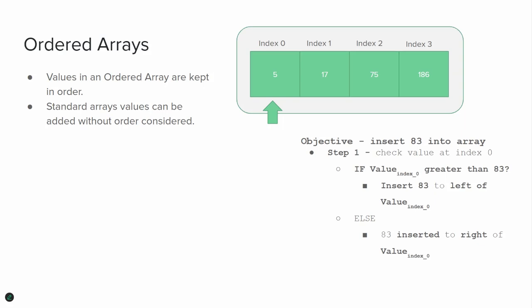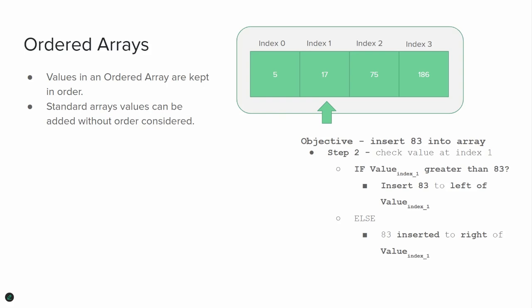Step 1: I check the value at index 0. If the value at this index is greater than 83, then we know we have to insert 83 to the left of that value. Else, it's to the right. Then we continue doing this until we get to 17.